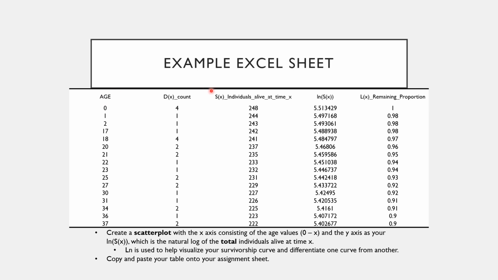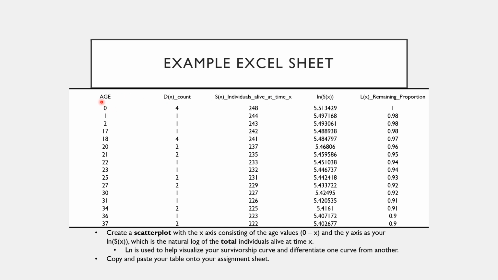All right, so here I have my example Excel sheet, right? We have everything nice and organized. We have our age column, D of X, or our count of how many individuals died at each age. We have our S of X, which is the individuals alive at time X. We have our natural log of S of X, and we have our L of X, which is our remaining proportion of individuals alive at time X.